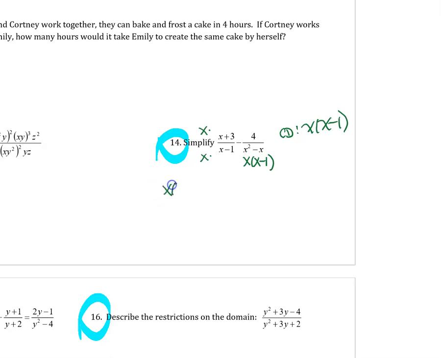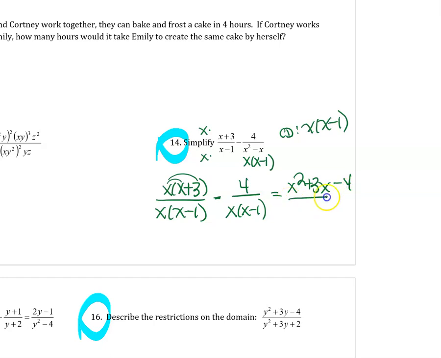So you have x times x plus 3 all over x times x minus 1, minus 4 over x times x minus 1. Once you have common denominators, you may now combine the numerators. So I have x squared plus 3x minus 4 all over your common denominator of x times x minus 1. Factors of negative 4 that sum to a positive 3: so x plus 4, x minus 1.